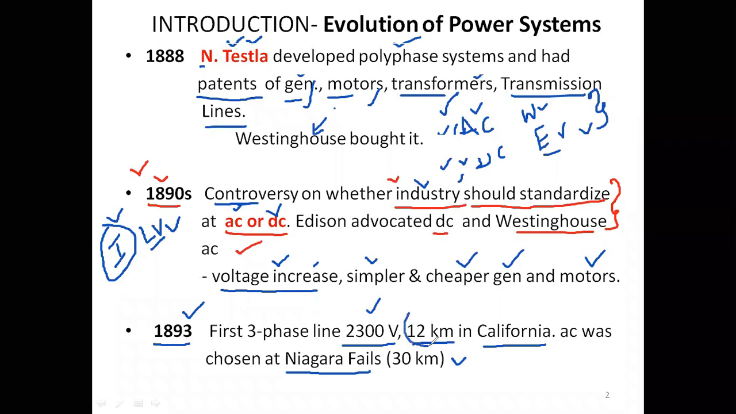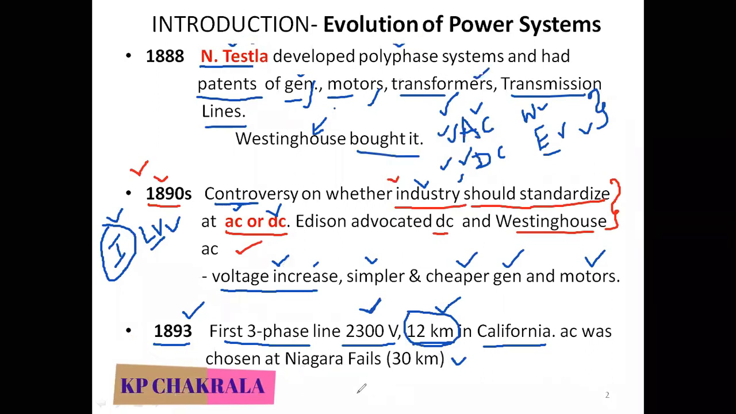It was only 12 kilometers. The single-phase system was 21 kilometers, but this was a three-phase line. Earlier, it was a single-phase line. So the first three-phase line was operating at 2.3 kV over a distance of 12 kilometers in California, 30 kilometers away from the Niagara Falls.